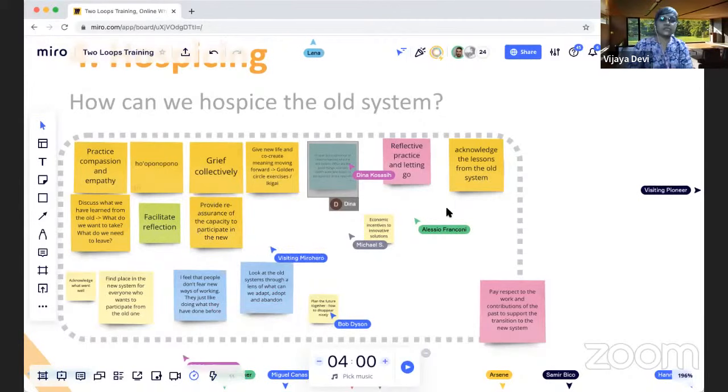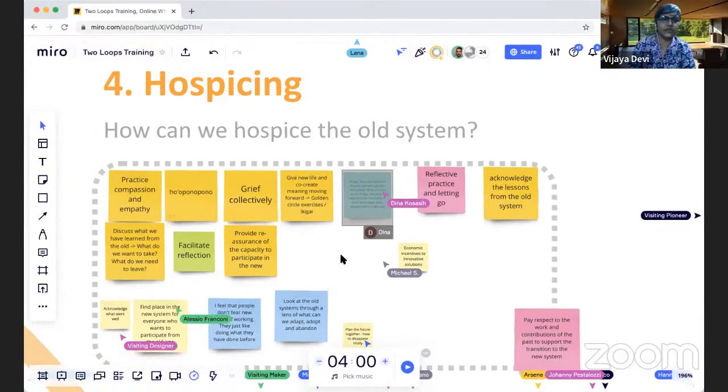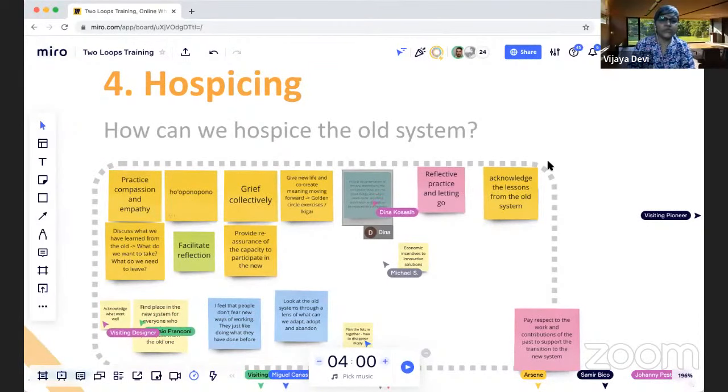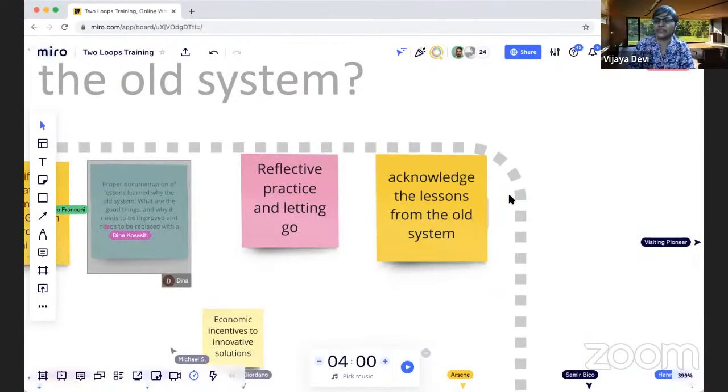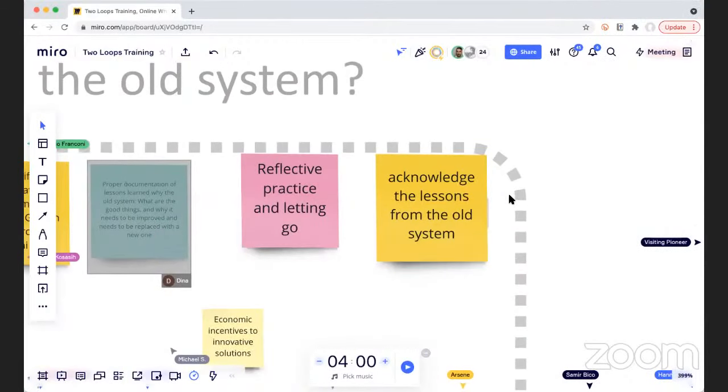Yeah, so let's look at some of the stickies here. I'm very curious about the one in yellow at the top. Ho'oponopono, what is that? Anyone who wants to talk about that? Yeah. Hi.